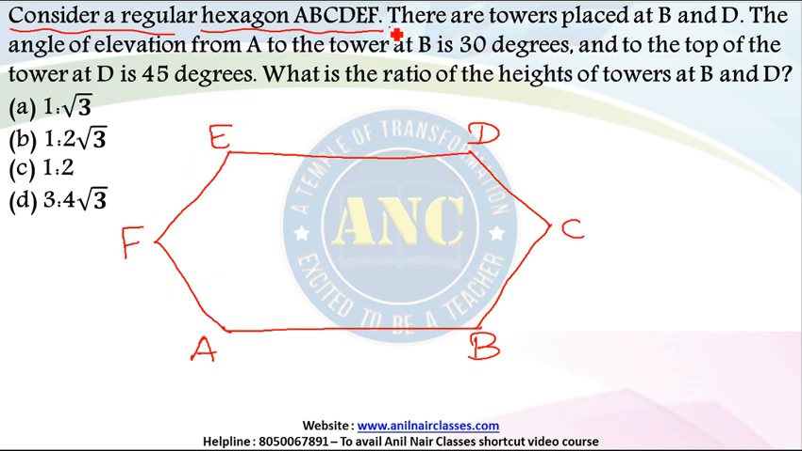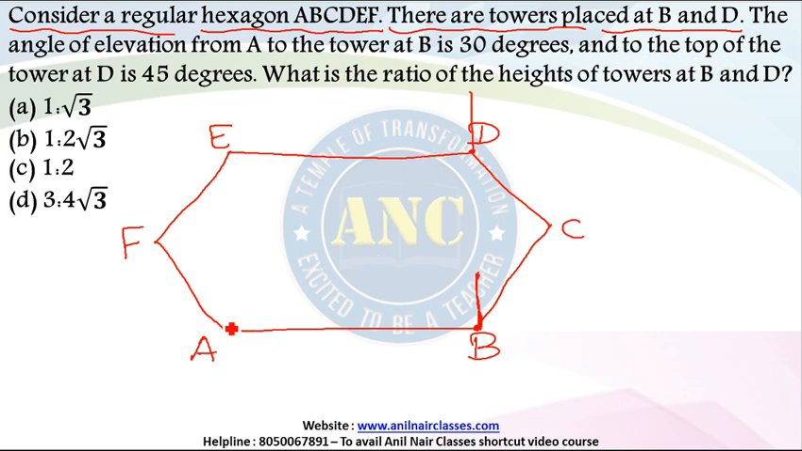Okay. There are towers placed at B and D. That means there is a tower which I am placing at point B, something like this. Similarly, there is a tower which is placed at point D also. The angle of elevation from A to the top of tower B is 30 degrees and the angle of elevation to the top of tower D is 45 degrees.